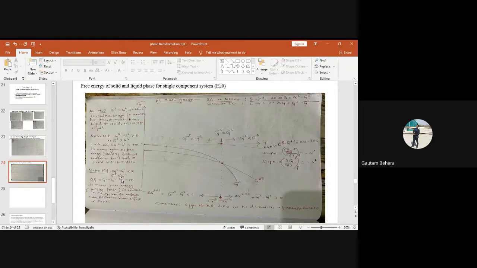And if delta G is equal to 0, then that is the equilibrium condition actually. If two phases are there together, two phases will remain. Nothing will happen. But if one phase is there, then again nothing will happen if delta G is equal to 0, because that is the equilibrium condition.